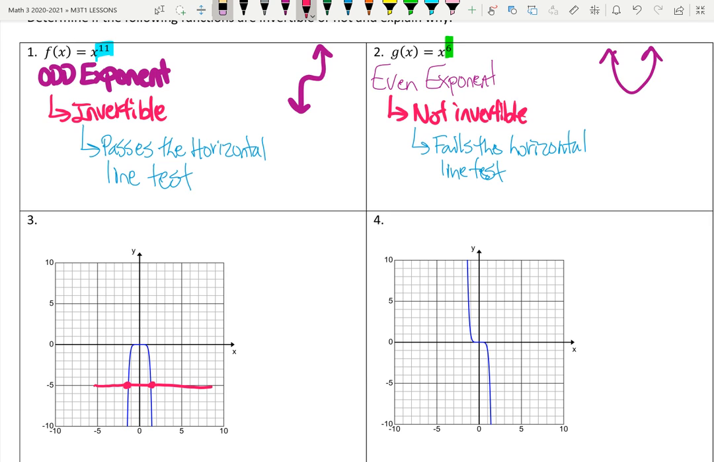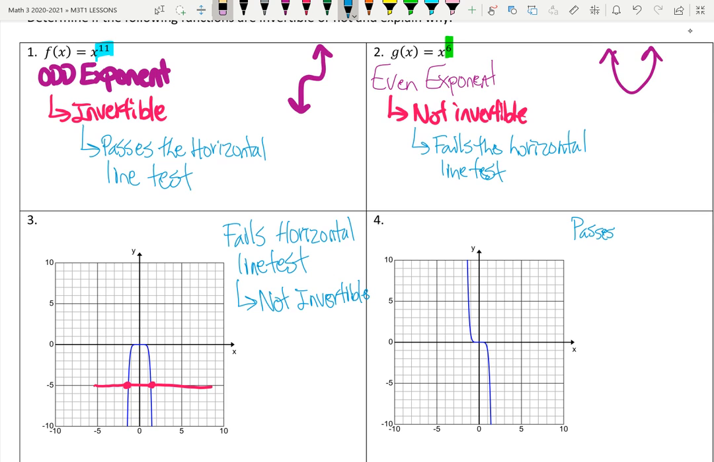This guy fails the horizontal line test. Therefore, it is not invertible. Four passes the vertical line test. Therefore, it is invertible.